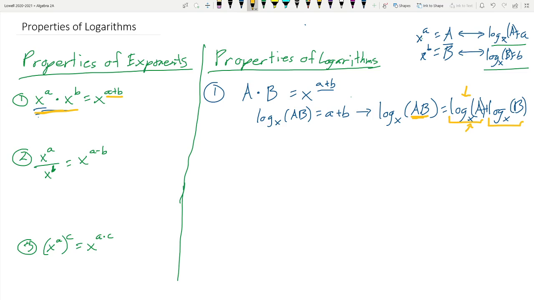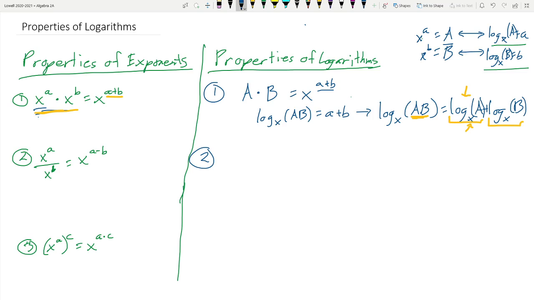So again, this property of logarithms, log of a product, is the exact same thing as the properties of exponents, the power of a product. Again, with the same base. It's important to remember the same base. We can follow the same procedure, or a very similar procedure, with the logarithm, to prove the logarithm of a difference property.